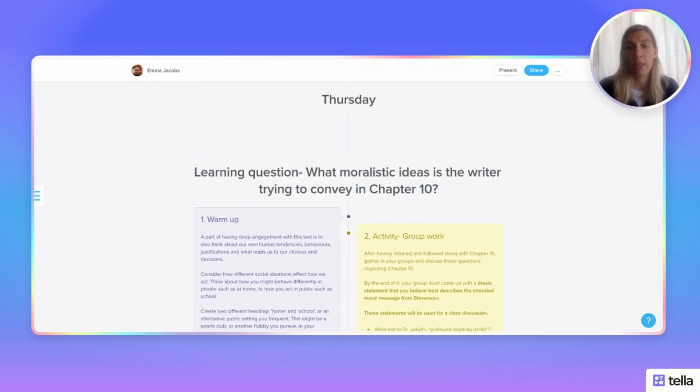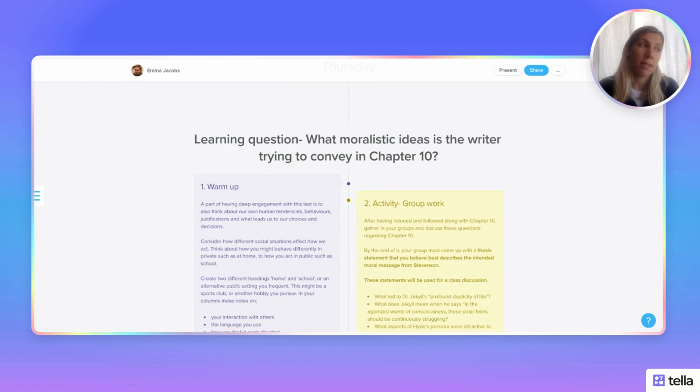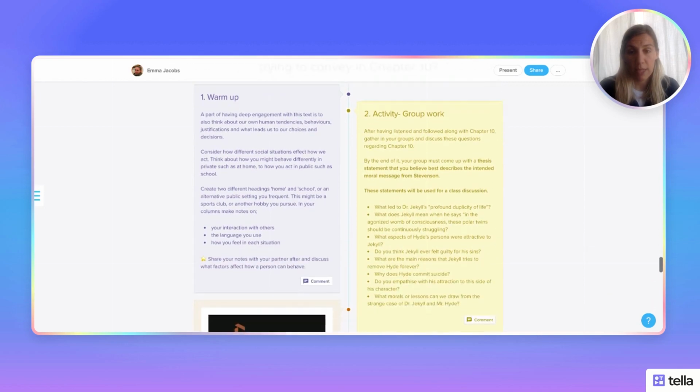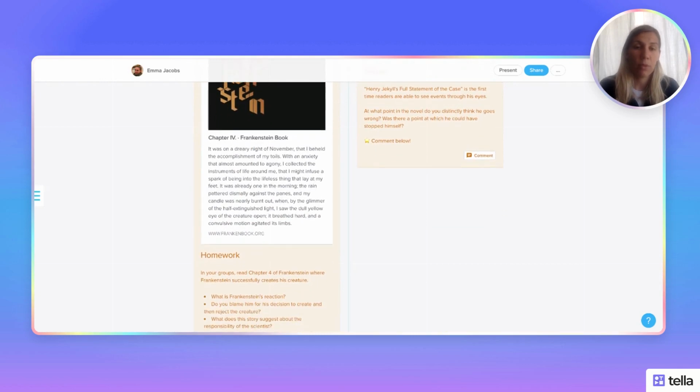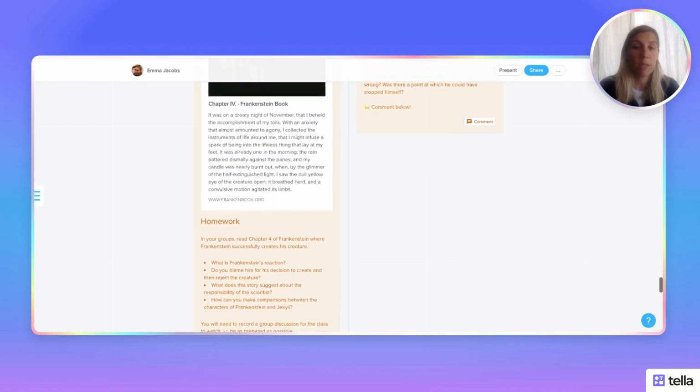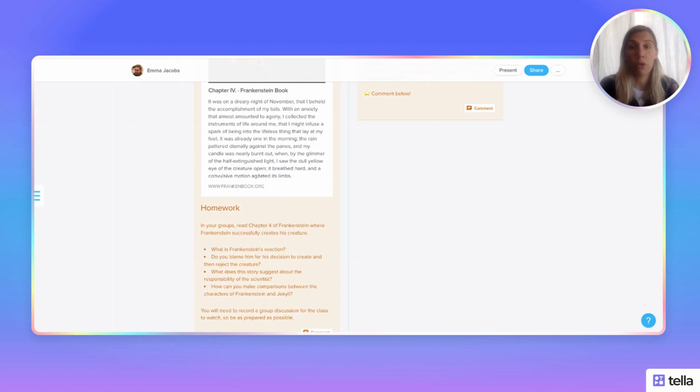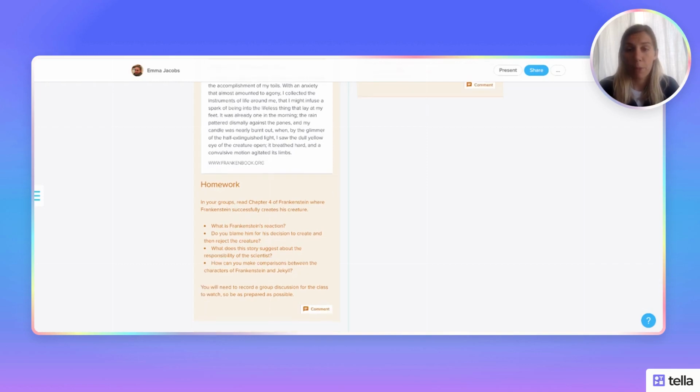Thursday, we then begin to look at the moralistic ideas that the writer's trying to convey. I think at this point it's really important to delve into writer's intentions and the lessons within the novel. So you've got a few activities here and a homework piece based on Frankenstein. And again, as I've said previously, with all of the suggested homeworks, these can be turned into smaller homework pieces or larger project pieces, which can contribute to the class learning and can perhaps be used earlier, and a resource that can be revisited when most appropriate.